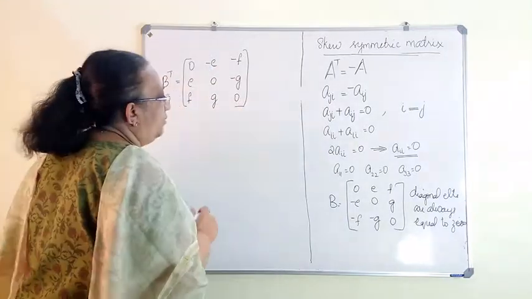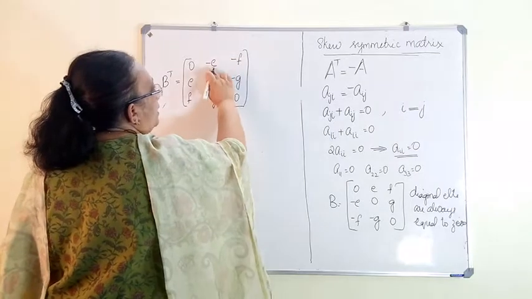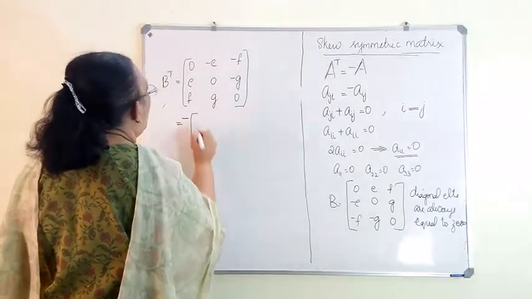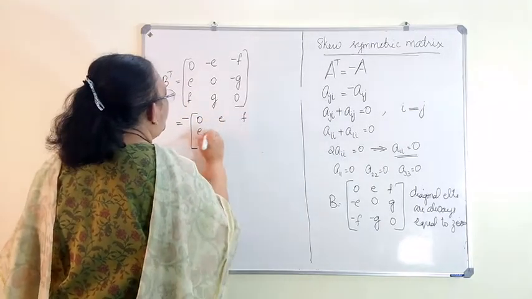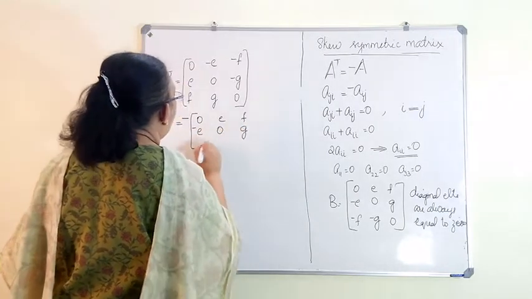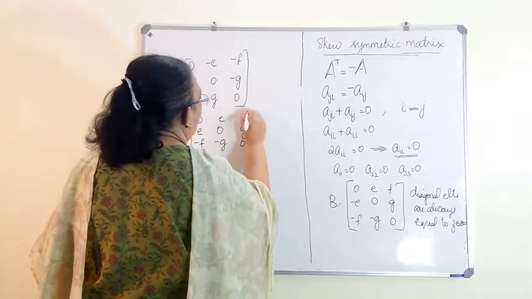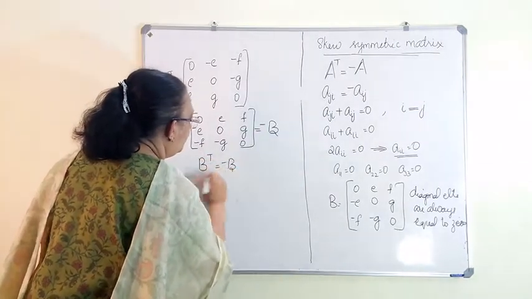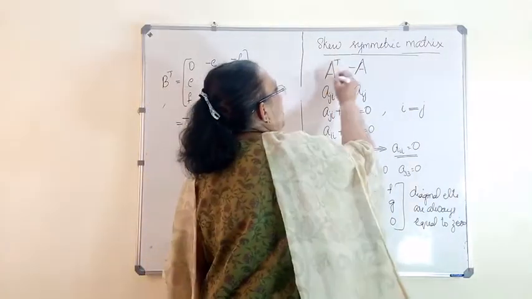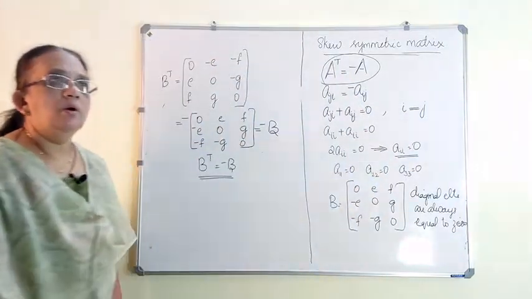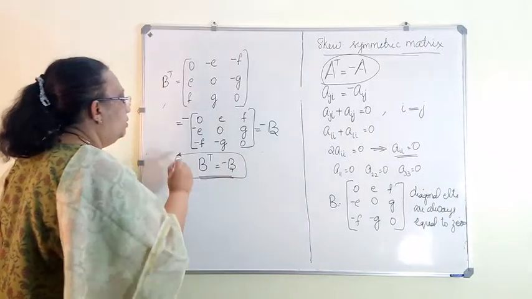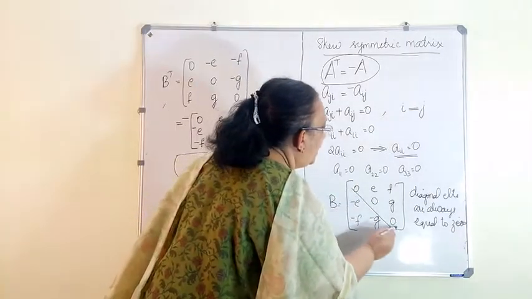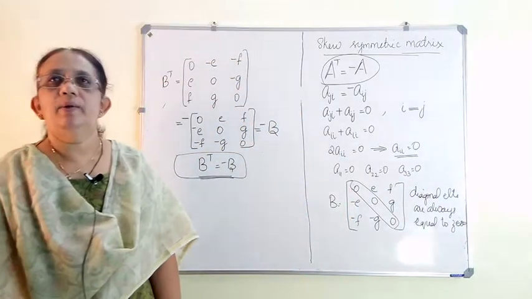So when you compare these two, we can see that the elements are the same. In the upper portion only the signs are different, and in the lower portion the signs are different. So we can say that it is equal to minus of [0, E, F; minus E, 0, G; minus F, minus G, 0], and that is nothing but minus B. So B transpose is equal to minus B. That means for a skew symmetric matrix, A transpose is equal to minus A, or here B transpose is equal to minus B, because I have taken an example with the matrix B. The peculiarity is that the diagonal elements of a skew symmetric matrix are always equal to 0.